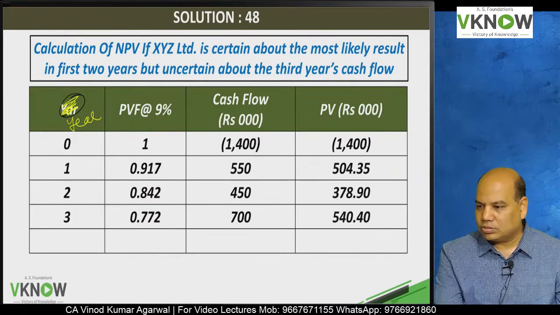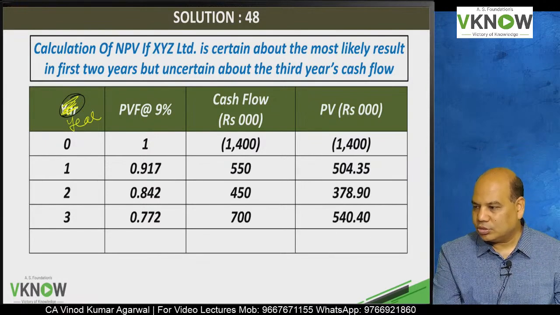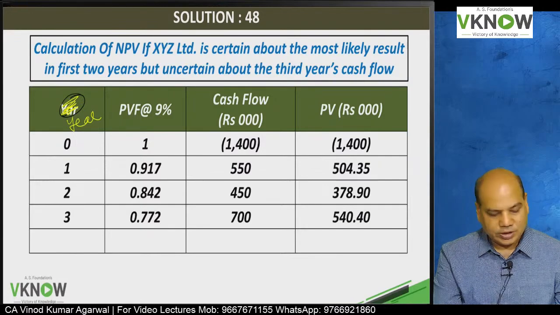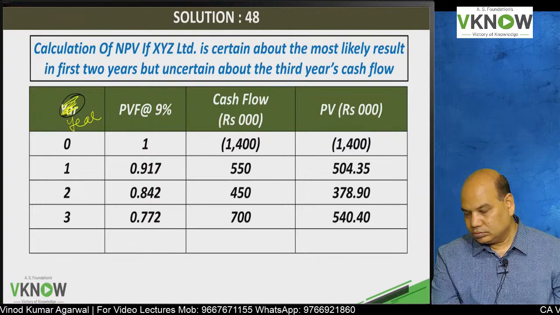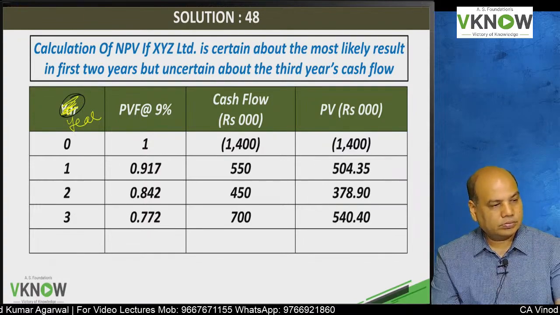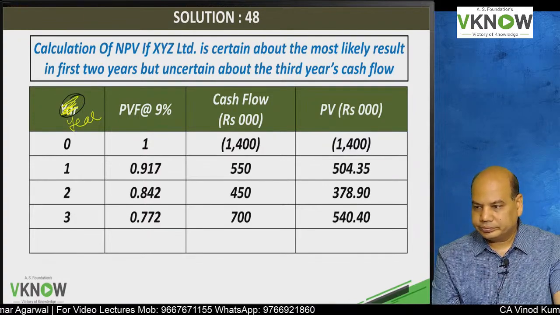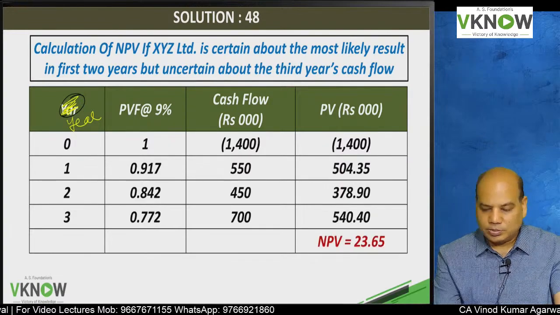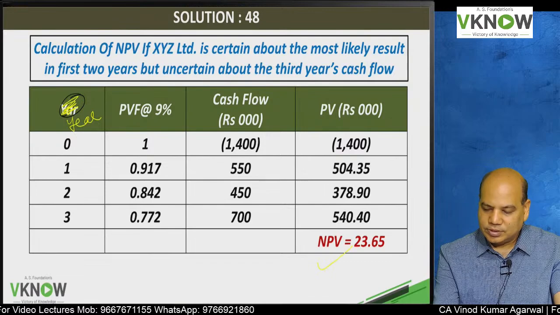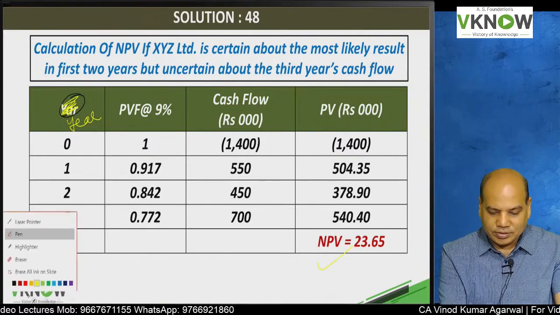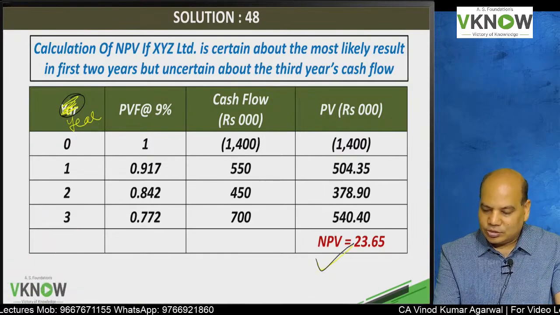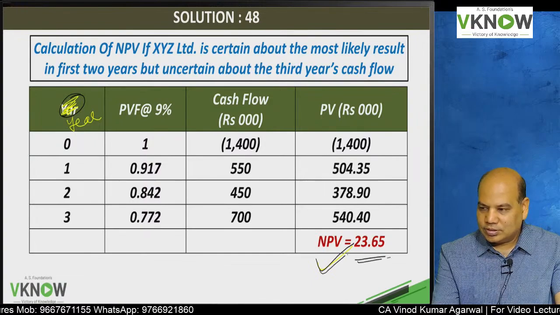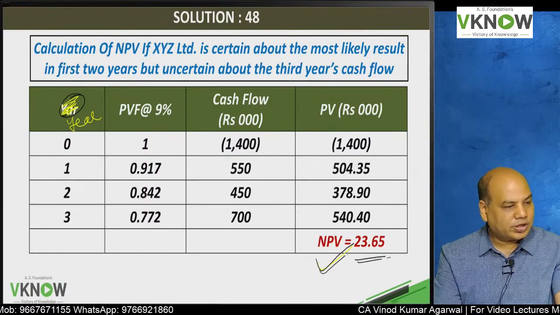Tell me the total now. Tell me the total quickly. Last column total. What is the NPV? One student has replied 23.65. Very good. Amazing. Some of the students are really good. 23.65 is right.